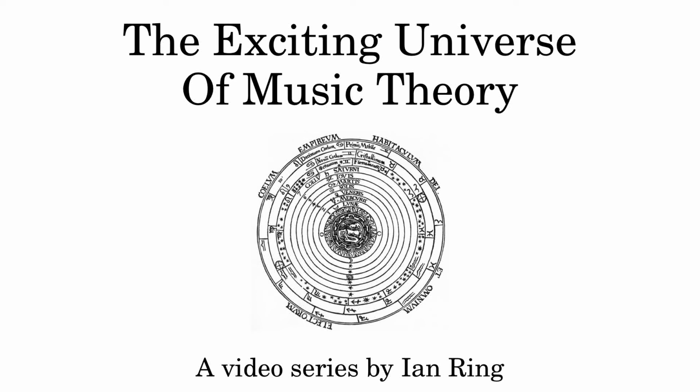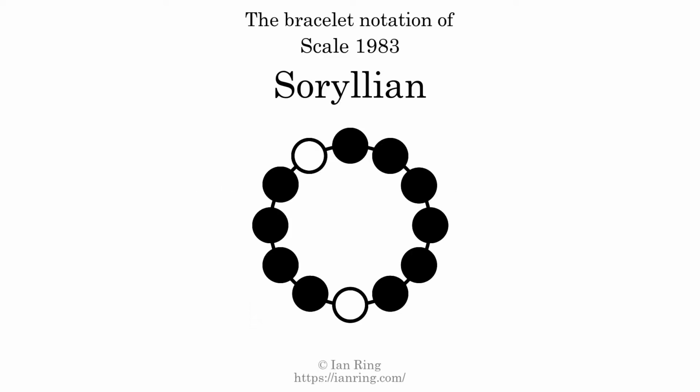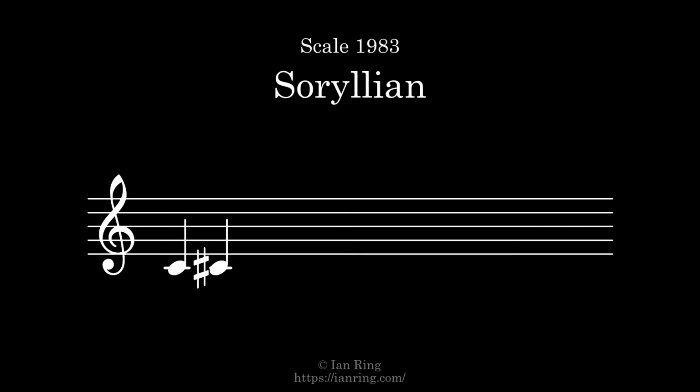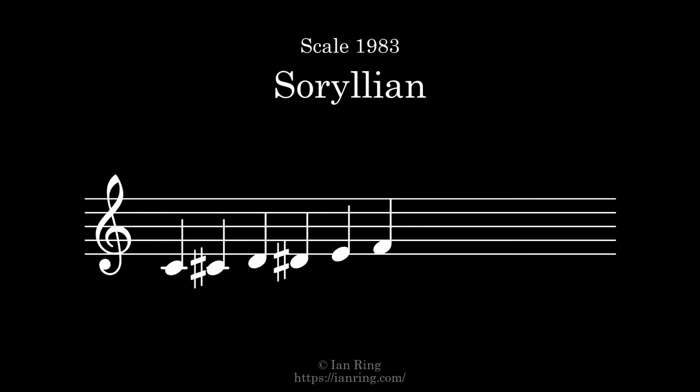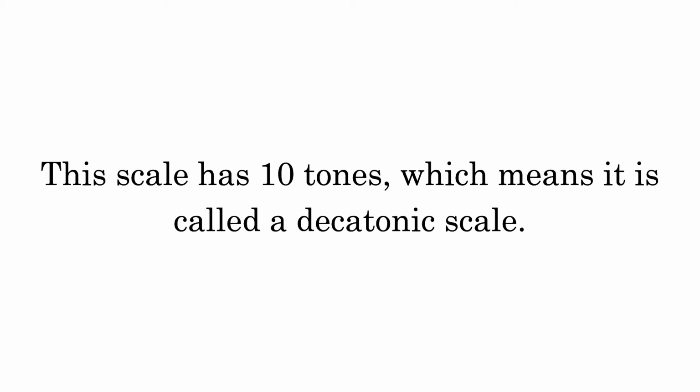Welcome to the exciting universe of music theory. Are you ready to learn? Then let's begin. Today we will talk about Scale 1983, Soryllian, which sounds like this. This scale has 10 tones, which means it is called a decatonic scale.